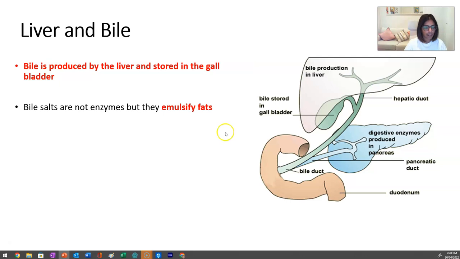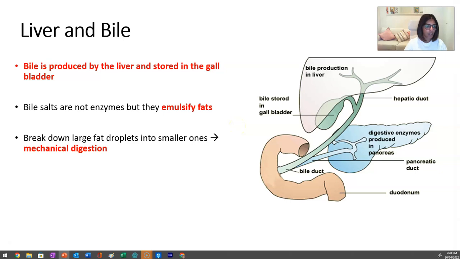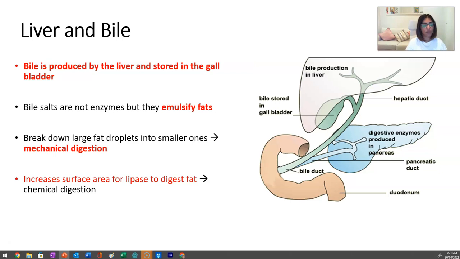So bile is not an enzyme, it's an emulsifying agent. Emulsifiers such as bile actually break fat down into smaller droplets. So they don't change fat into a different chemical, so therefore this is regarded as mechanical digestion. And again, the reason why this is so important is because it provides a larger surface area to volume ratio for fat to be digested. Bile is secreted from that gallbladder and it goes down this bile duct directly into the duodenum.